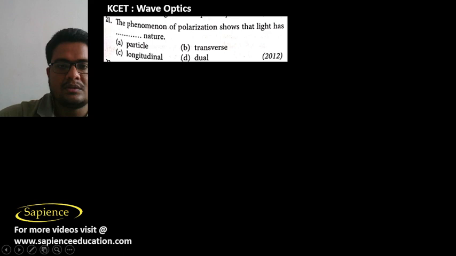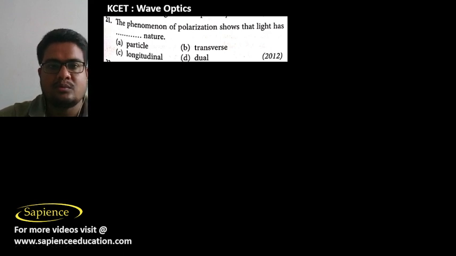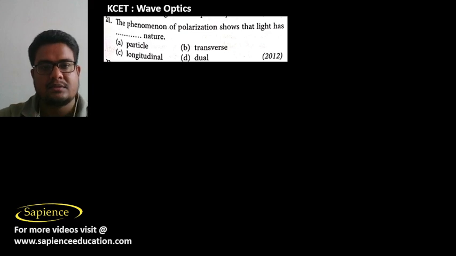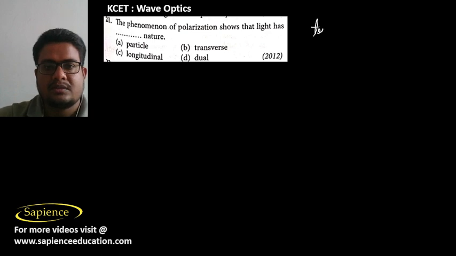Question number 21, it is told the phenomenon of polarization shows that light has transverse nature. The phenomenon of polarization shows that light has transverse nature, since only transverse waves can show polarization. So option B is the correct answer.